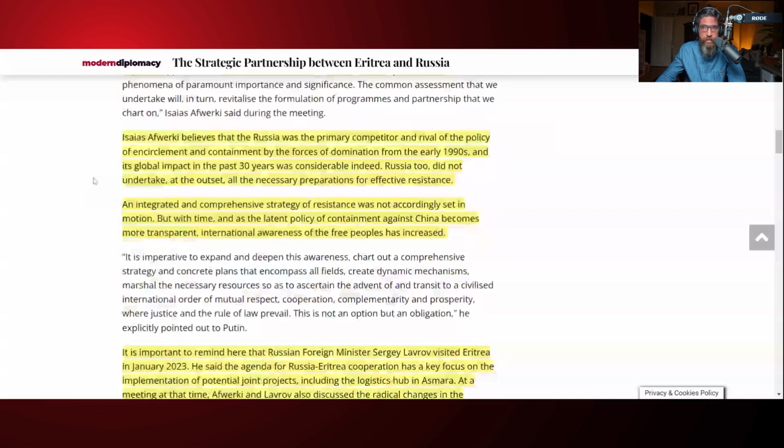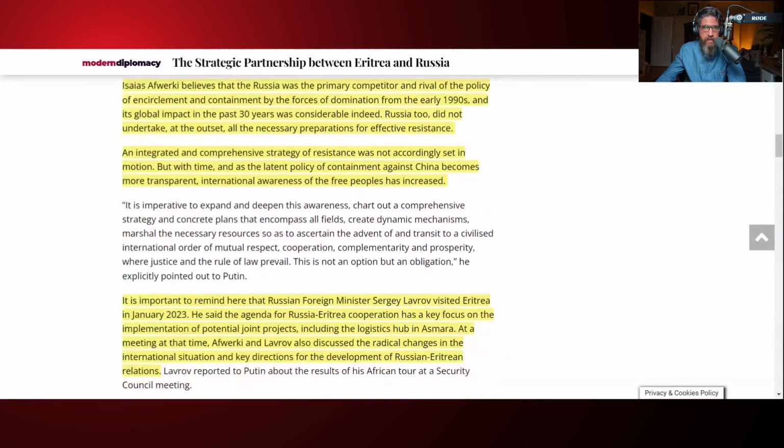Russia was the primary competitor and rival of the policy of encirclement and containment by the forces of domination from the early 1990s, and its global impact in the past 30 years was considerable indeed. Russia, too, didn't undertake at the outset all the necessary preparations for effective resistance. An integrated and comprehensive strategy of resistance was not accordingly set in motion.